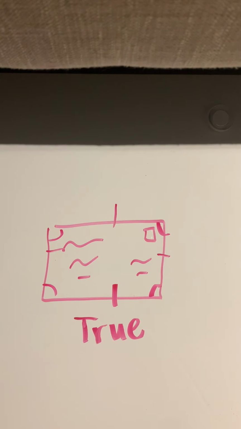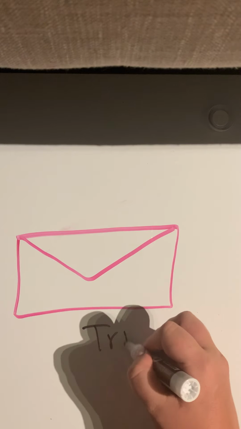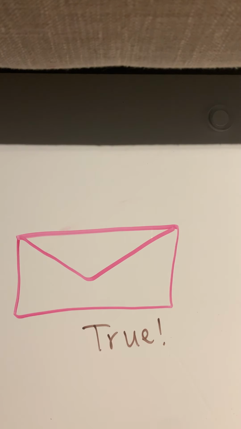All right, last one. The outline of an envelope. So this part around here, the outline, just the edges around it. Is that a quadrilateral? True or false? Good. You should have written true.